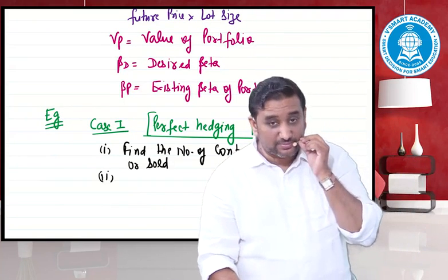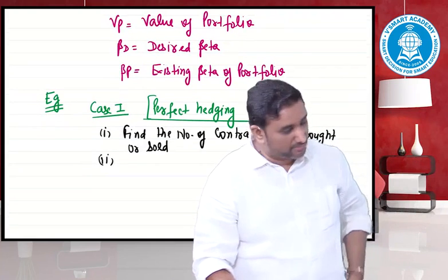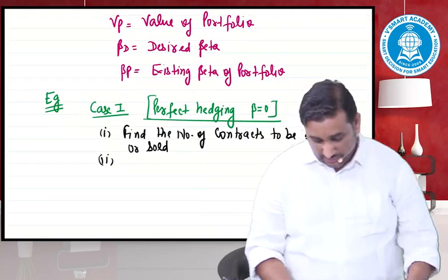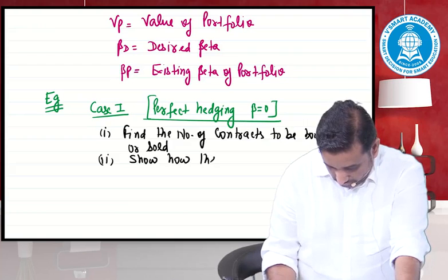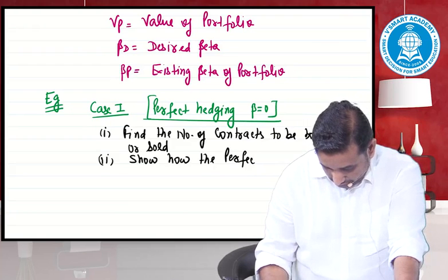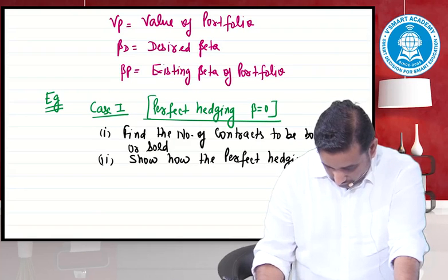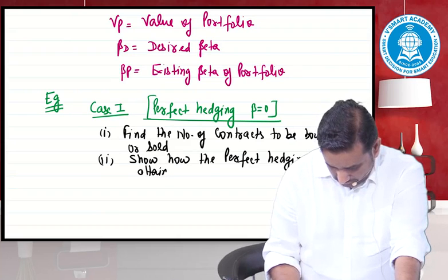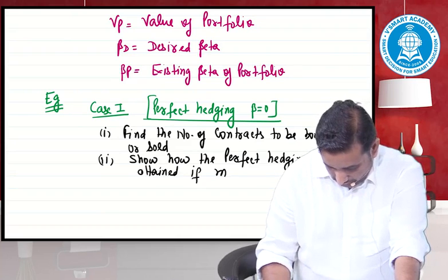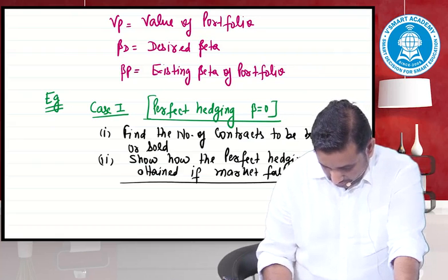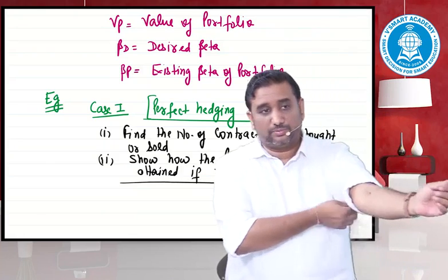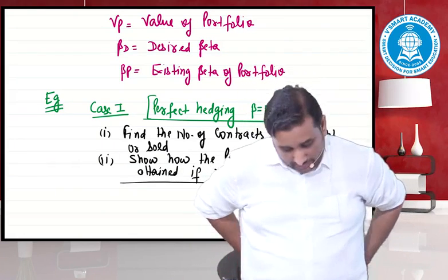Case 1 is perfect hedging. First part is to find the number of contracts to be bought or sold. Second part, show how the perfect hedging was attained if the market falls by 10%.